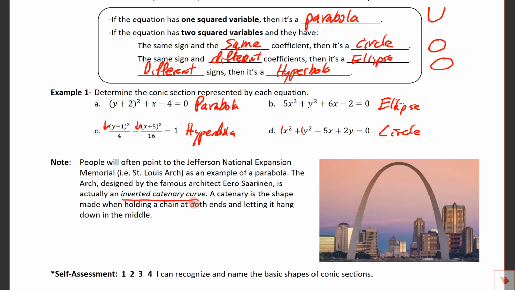A catenary is what you get if you take a weighted chain. So imagine just a steel chain and you hold it on both ends, one end here and one end here. It tends to be a little bit steeper and then a little bit flatter in between. It looks a heck of a lot like a parabola, but it's not. So just keep that in mind. The I can for today is just I can recognize and name the basic shapes of conic sections. That's it. No homework as long as you're familiar with the names and the shapes. All right.